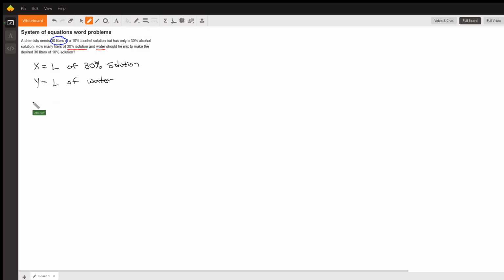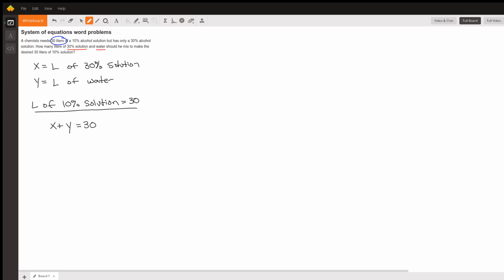So our first equation is going to be our liters of 10% solution is 30. And so that means that however much of x and y we use, we know that we need to add up to 30. So there's equation number one.